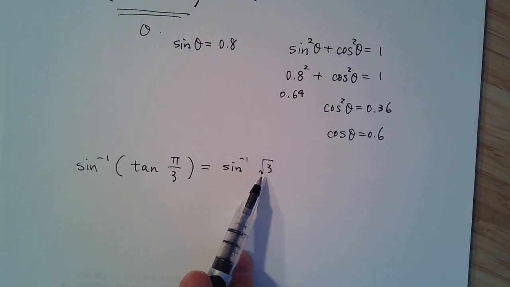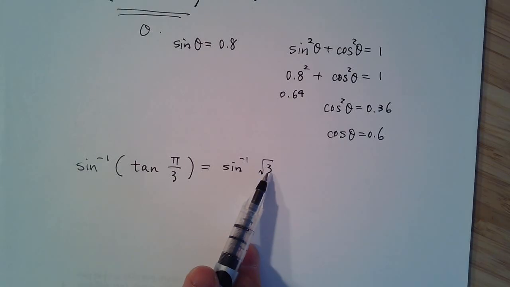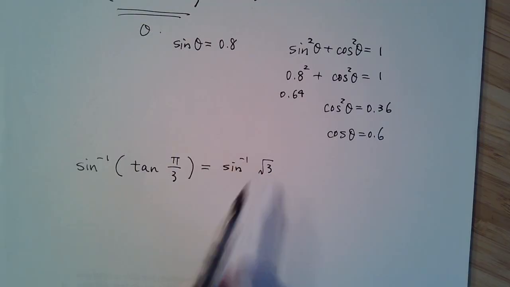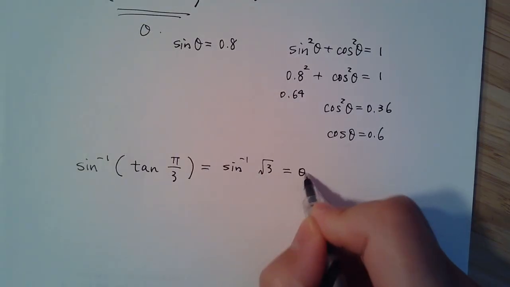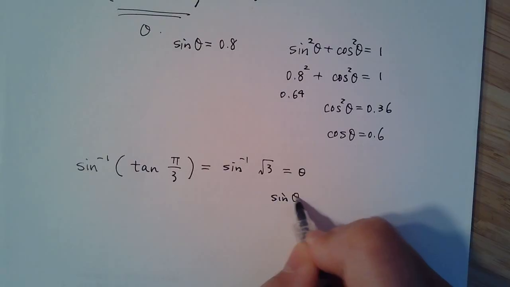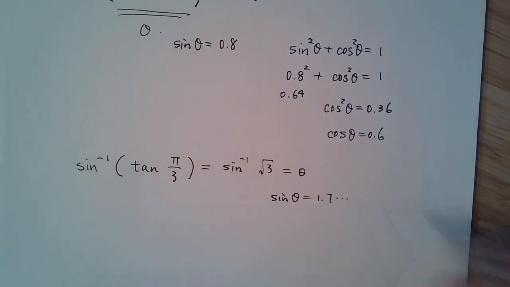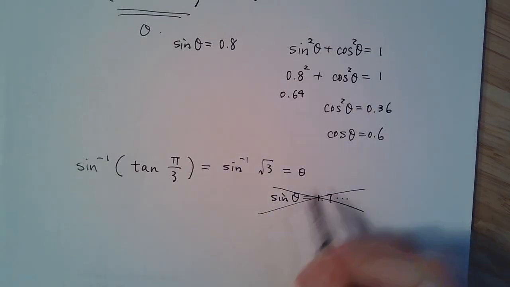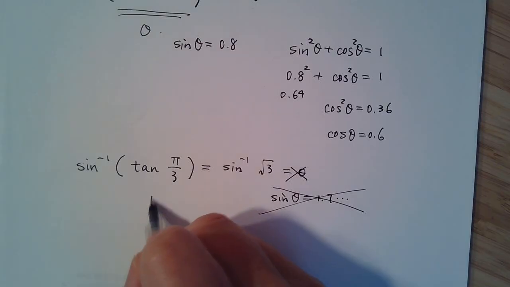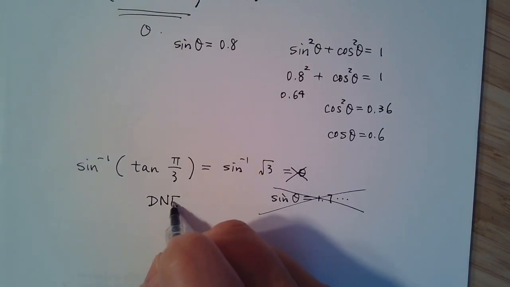What is root 3? Root 3 is 1.7 something. Can that be a sine value of a function? If this is a theta, can you find sine theta equals 1.7 something? No way, right? So for this one, the answer is does not exist.